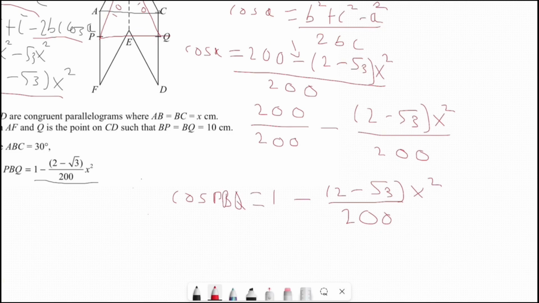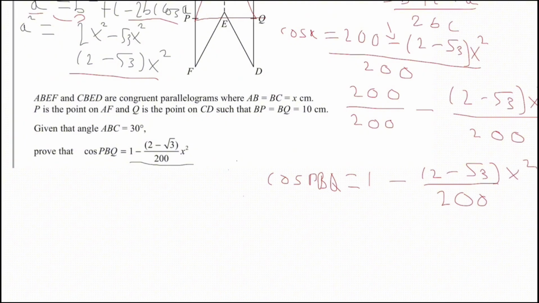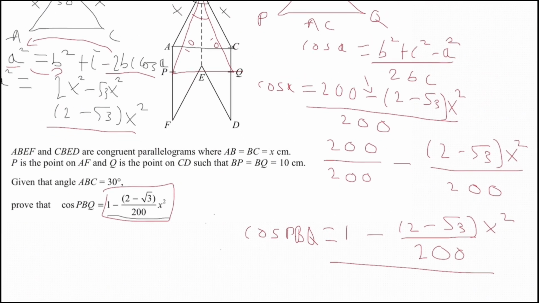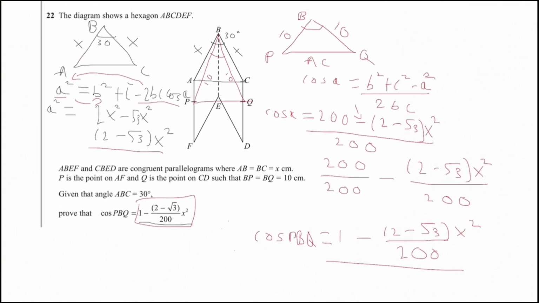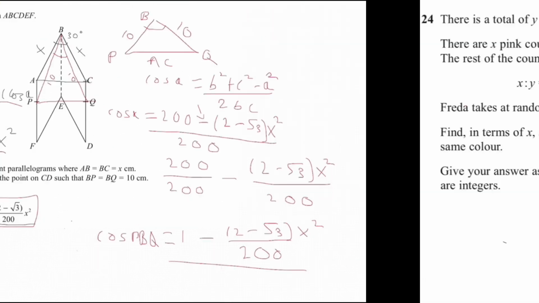And then let's compare to what we're trying to prove. And it matches this right here. So therefore, we've got all, I believe this was 5 marks. And that is it. It's just that simple. We're just using cosine rule twice. So let's move on to the next question.